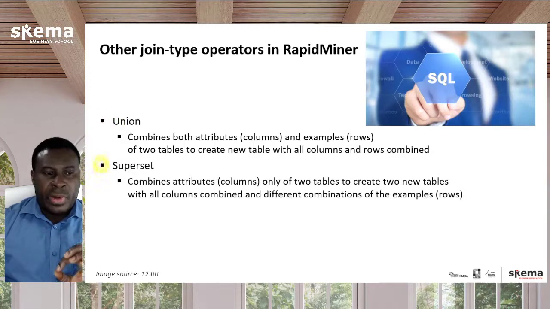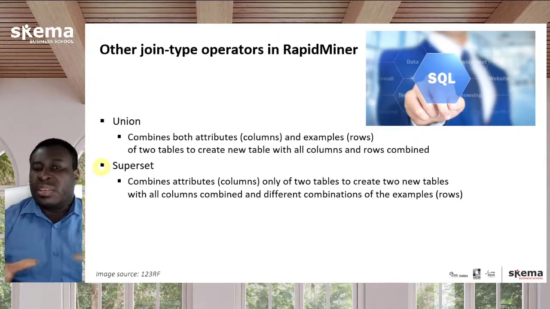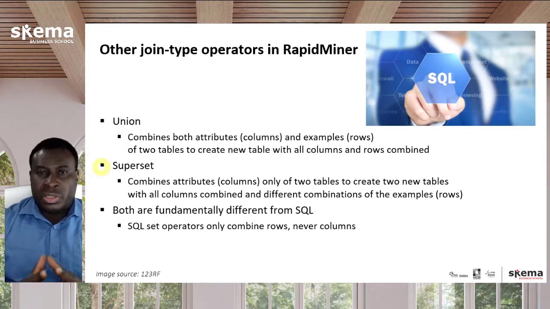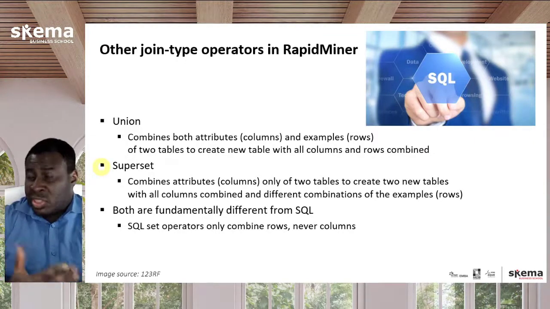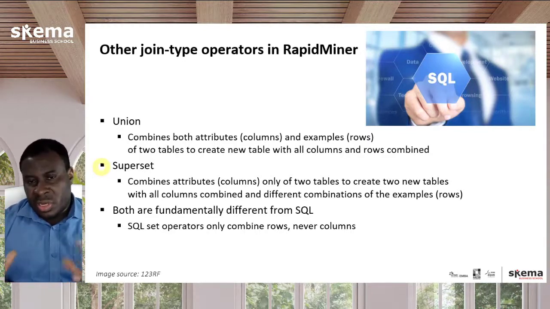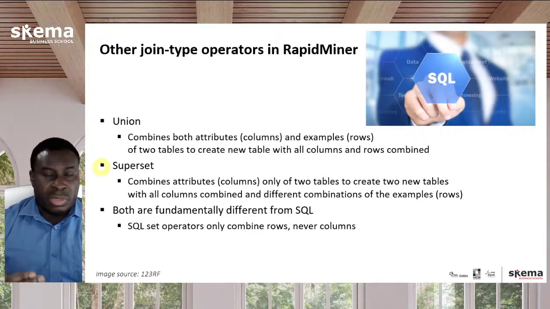Another operator in RapidMiner is called superset. And what this does is it takes two tables and takes all the columns from the tables and puts the table columns side by side with all the columns combined and with different combinations of the rows or examples. Now, these two operators are fundamentally different from SQL because SQL operators, whether set operators, only combine rows in certain ways. They never combine columns. So it's noteworthy that these are different. So there are similarities, but those RapidMiner operators give some things that you might want to do for certain combinations of your data.